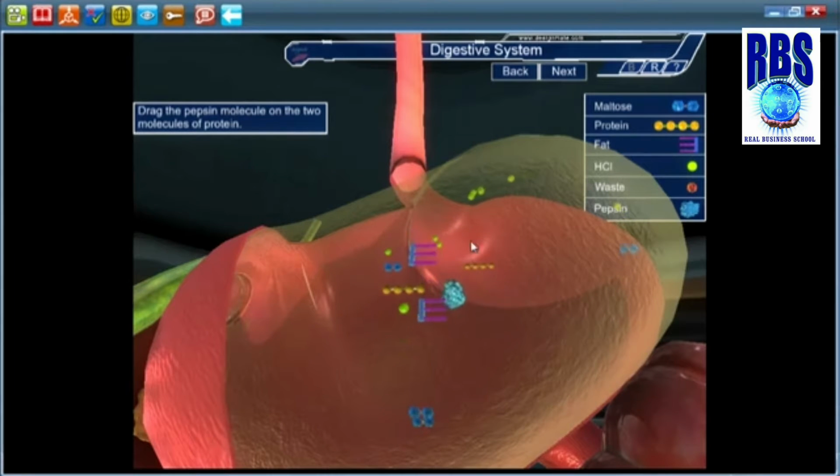And then I have another instruction. Drag the pepsin molecule on the two molecules of protein. So I can see in the legend, protein is represented by the yellow chain. So I drag this enzyme on the yellow chain and I leave it. So it breaks them into smaller molecules.